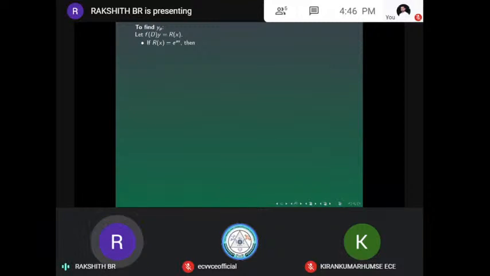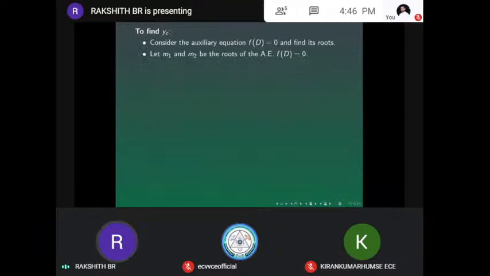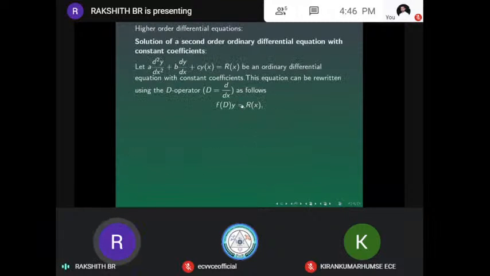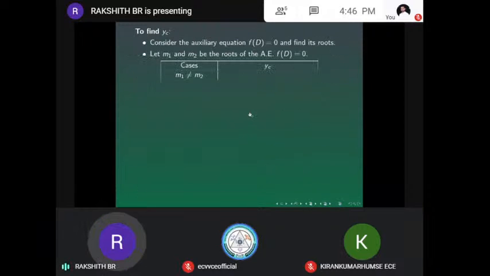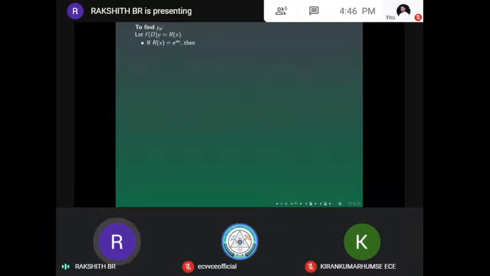Suppose in the differential equation f of D y equal to R of x, R of x is of the form e power ax. Then how do we denote yp? yp is denoted by R of x divided by f of D. So if R of x is of the form e power ax, then the particular integral yp is given by e power ax divided by f of a, provided f of a is not equal to 0.